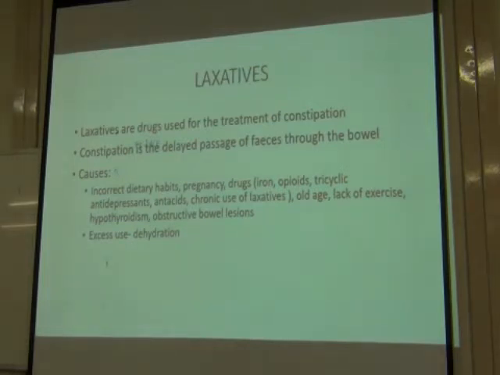So it's the delayed passage of feces through the bowel, and this can be caused by the individual not eating enough dietary fiber, and fluid intake also being below what is necessary. Pregnancy can also induce constipation, especially in the 3rd trimester, when the baby is sitting. Not diarrhea, just constipation. Diarrhea will be an infection. Constipation is a normal thing you find in pregnancy.